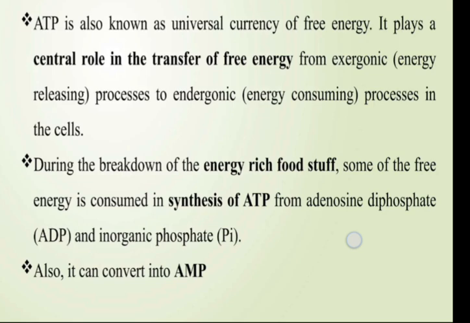It plays a central role in the transfer of free energy from exergonic processes to endergonic processes in the cell. During the breakdown of the energy-rich foodstuff, some of the free energy is consumed in the synthesis of ATP from adenosine diphosphate and inorganic phosphate. Also, it is converted into AMP.